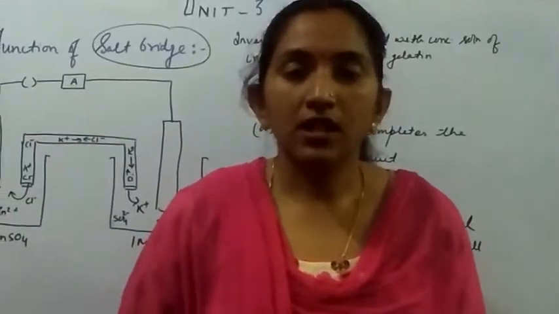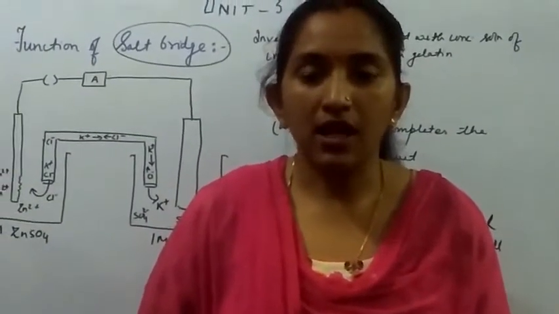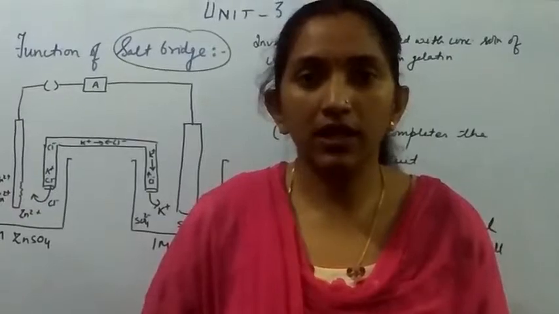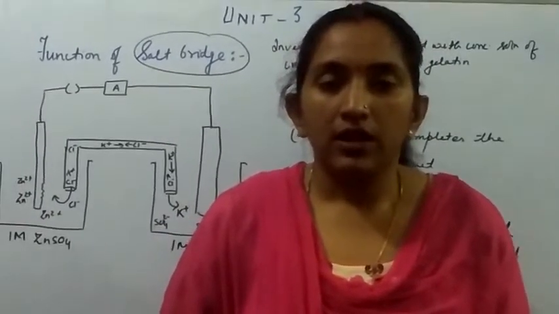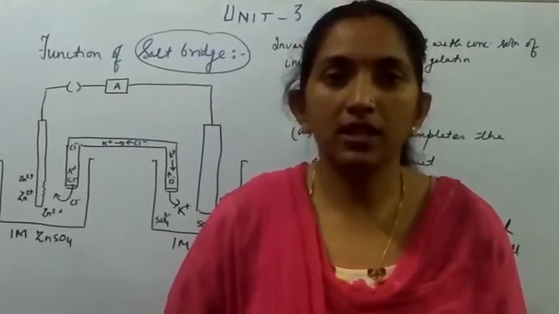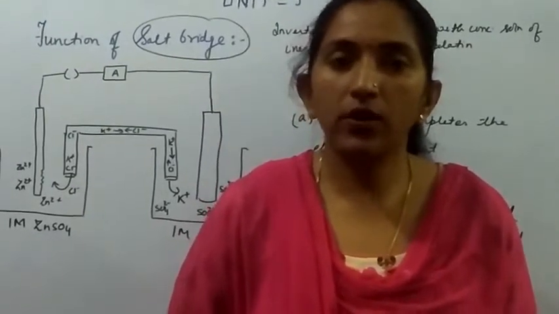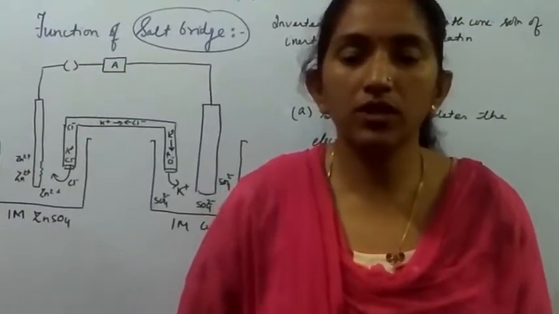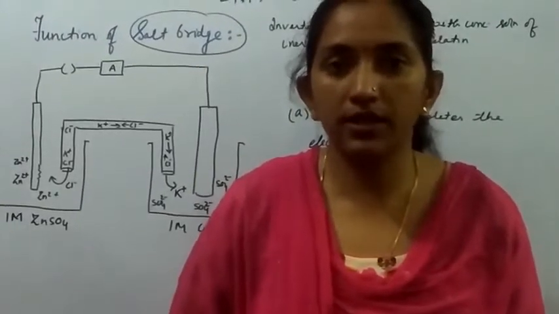In the last class, we discussed the electrochemical cell and its construction and working. Right? So there we used the salt bridge. The electrochemical cell consists of a salt bridge. Today we are going to discuss the role of using the salt bridge and how it operates.